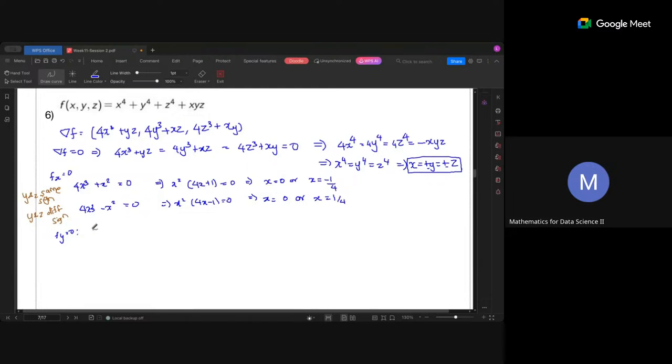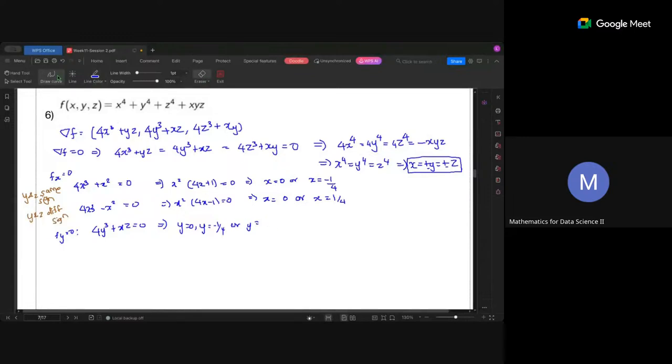Now similarly, you have to do this for fy is equal to 0. Now for fy is equal to 0, you have 4y cube plus xz is equal to 0. Now again here, you have xz, right? So here also you are going to get different values for y: plus or minus 1 by 4, and z also plus or minus 1 by 4. So depending on the signs, similar to this case, you are going to get either y is equal to 0, y equal to minus 1 by 4, or y is equal to plus 1 by 4, correct?